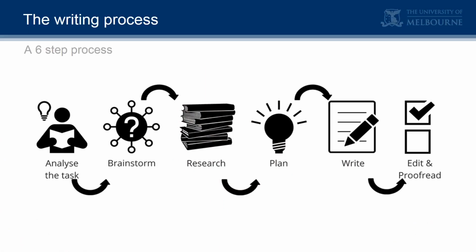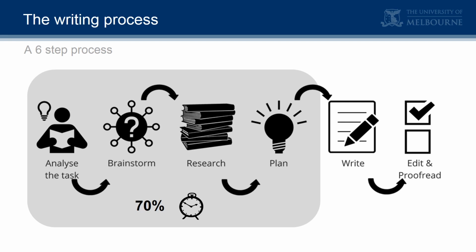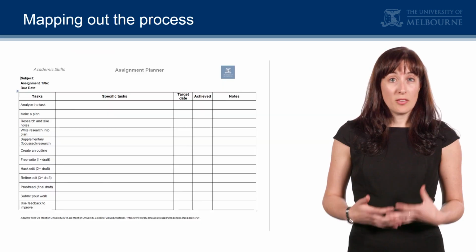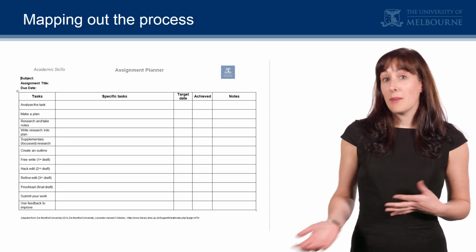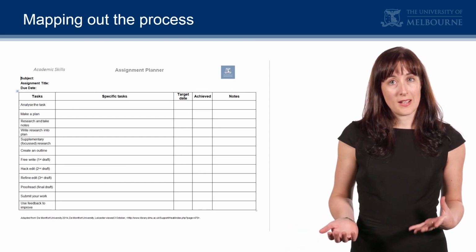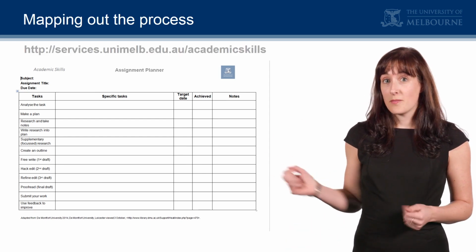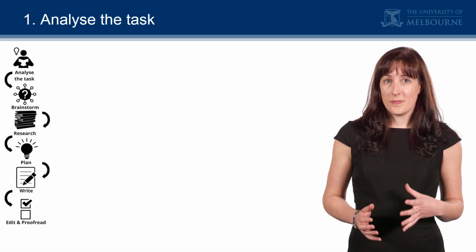You might notice that there's a lot of work to do before you begin writing. In fact, around 70% of the total time it takes to complete the paper might be spent before you write. We recommend using an assignment planner to map out the process and measure your progress. You can download this one from our website. Let's take a look at each of the 6 stages in more detail.